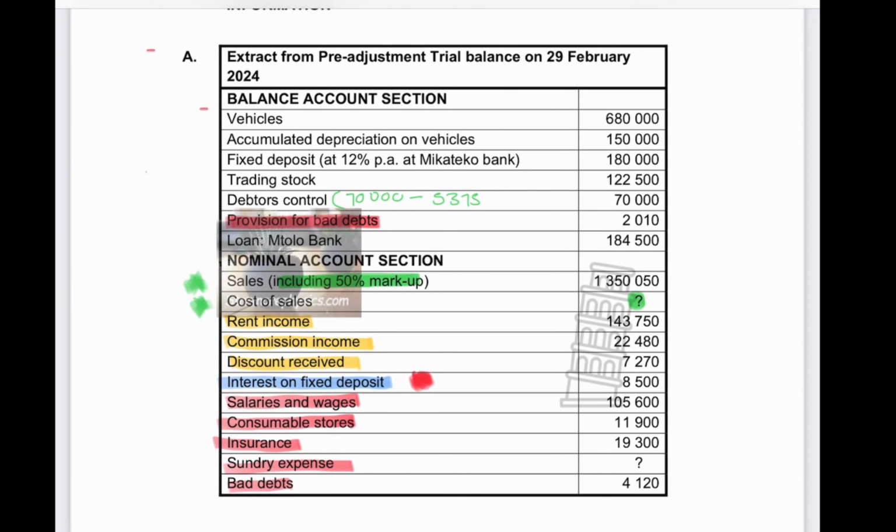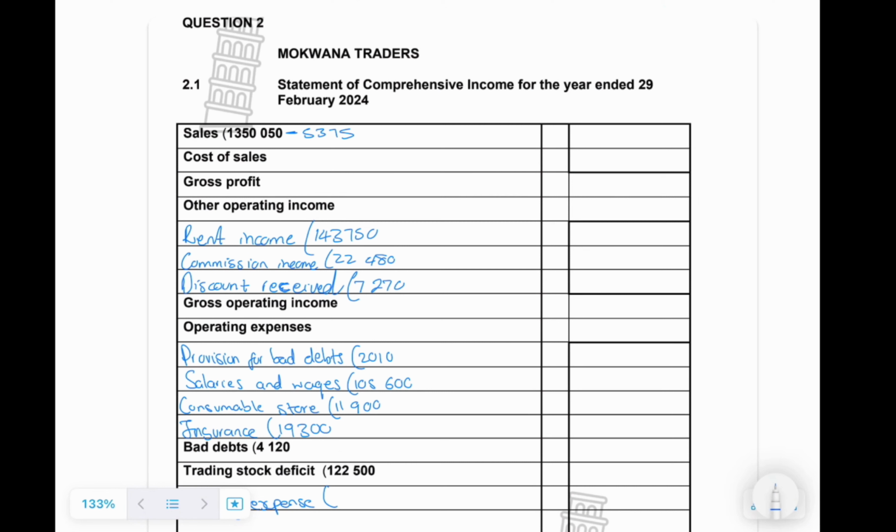So if you go to your trial balance, you remember that we did not have any amount in the cost of sale, okay? However, we have information here that says our sales include a 50% markup, okay? So we can use this sale amount to calculate the cost of sale. So you go to your statement of comprehensive income and you calculate the sale amount.